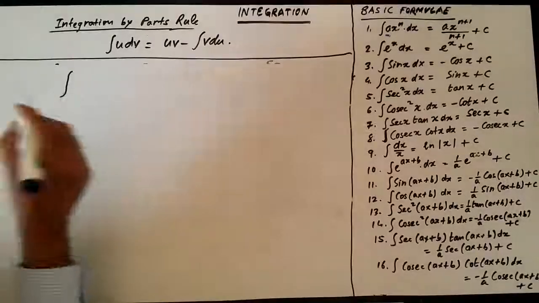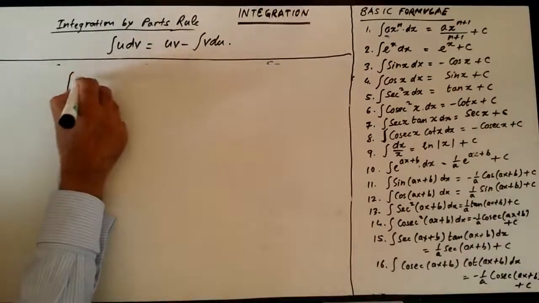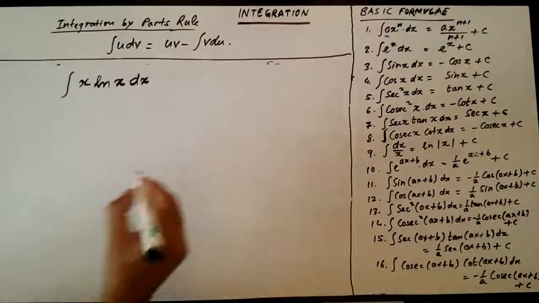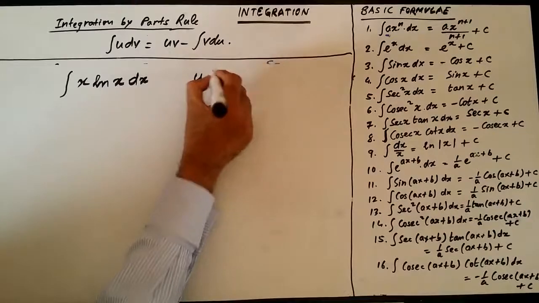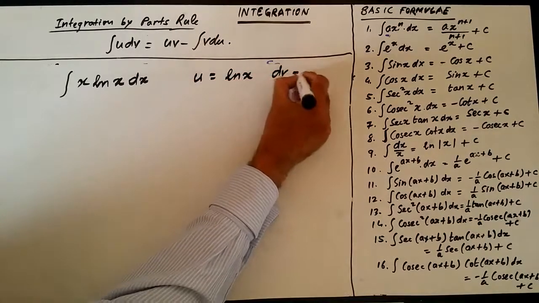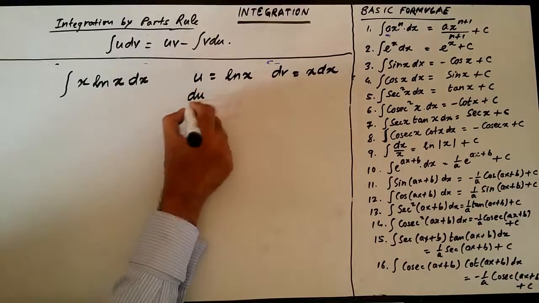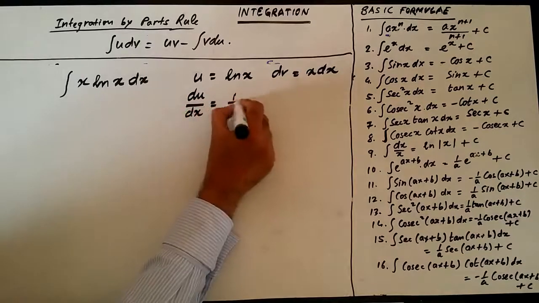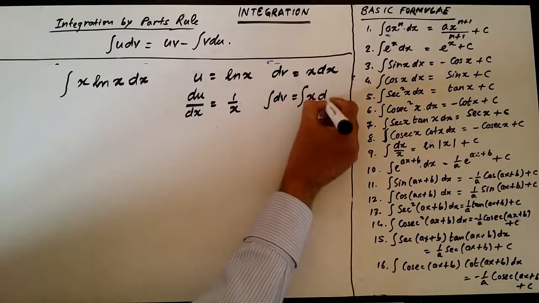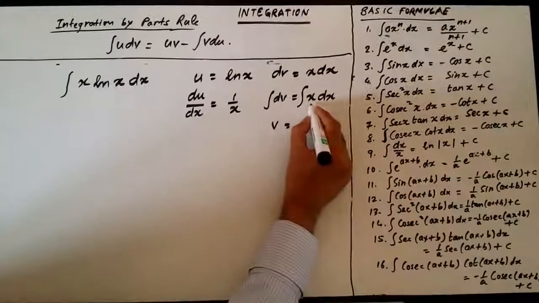Let's take one problem on integration by parts. Integration of x ln of x dx. Okay, so we'll take the first part as u, which is equal to ln of x, and the second part, that is dv, will be equal to x dx. Okay, so we are going to differentiate the first part. So du by dx is equal to 1 by x, and integrate the second part. So integration of dv will give us v.